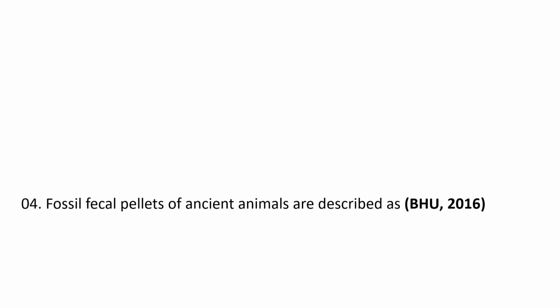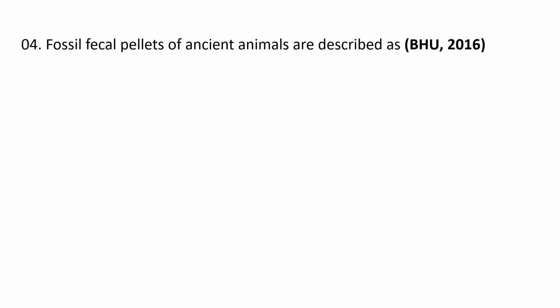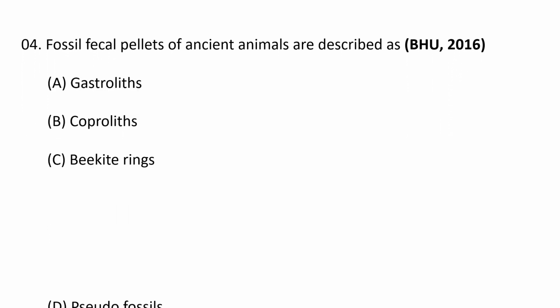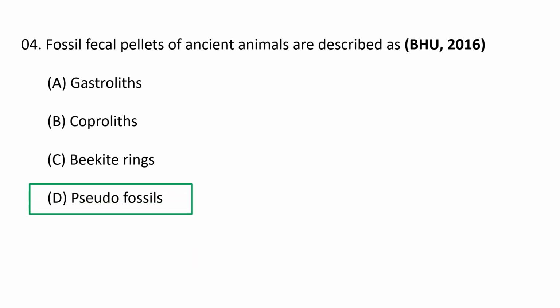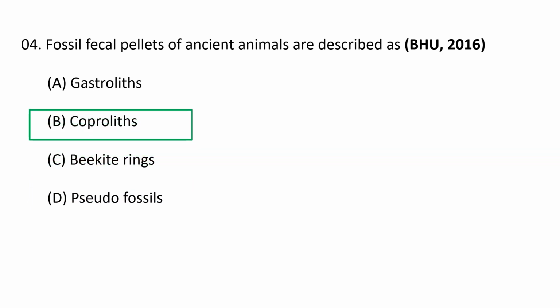Next question. Fossil fecal pellets of ancient animals are described as A. Gastroliths, B. Coproliths, C. Beekite rings, D. Pseudofossils. So fossil fecal pellets of ancient animals are known as coproliths. So B is the correct option.